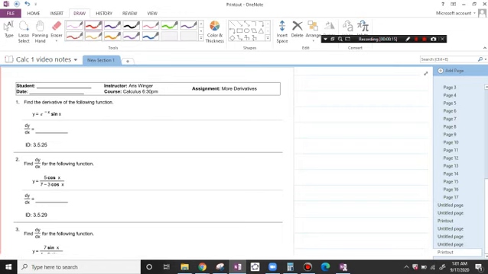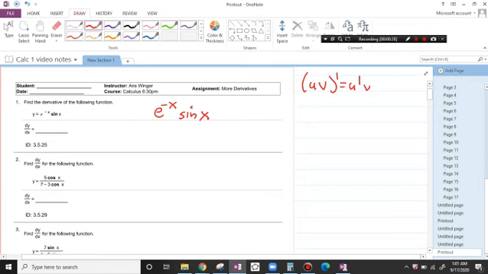Number one, y equals e to the minus x times sine x, product rule. Product rule says that the derivative of uv is u prime v plus v prime u. What I'll be doing is breaking apart these products into two pieces, u and v, taking the derivative of each one, and then using the rule. If u is e to the minus x, the derivative of that is e to the minus x times the derivative of minus x, which is minus 1.